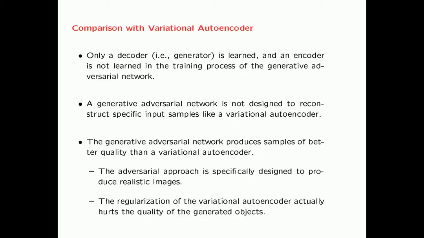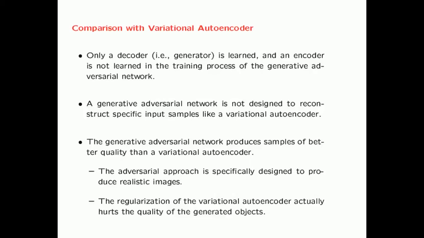And let's look at the comparison with a variational autoencoder. In the case of the generative adversarial network, only a decoder, that is only a generator, is learned, and the encoder is not learned in the learning process. So in a sense, you cannot use a generative adversarial network to reconstruct a specific input sample. In the case of a variational autoencoder, you can do that because it learns both an encoder portion as well as a decoder portion.